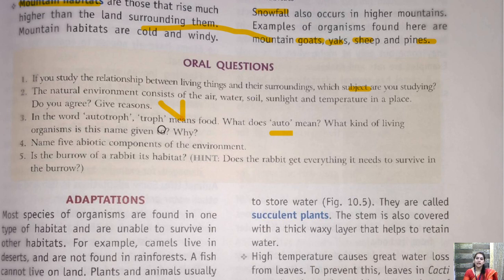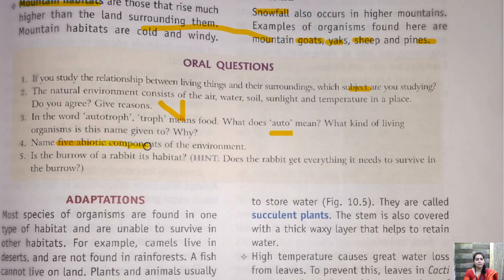Because they make their own food. That is why they are called autotrophs. Done? Because they make their own food, that is why they are called autotrophs. Clear? Okay, question number 4.